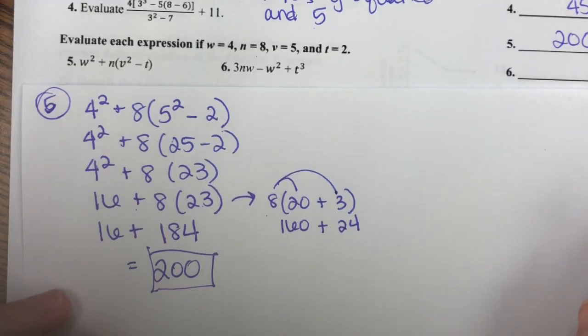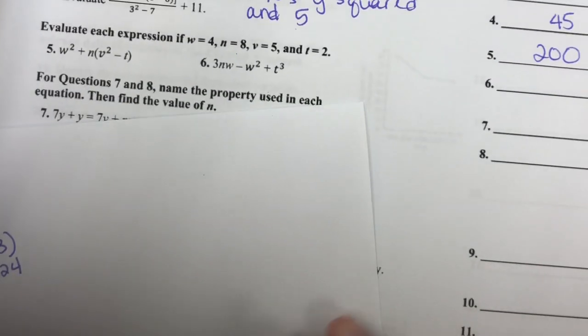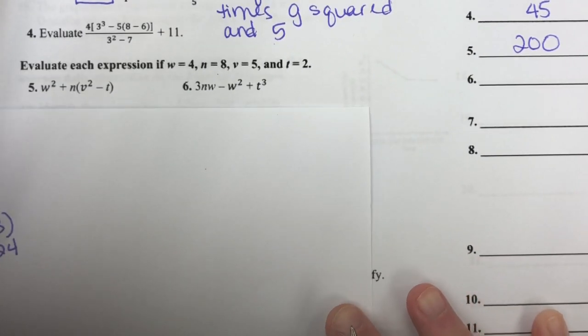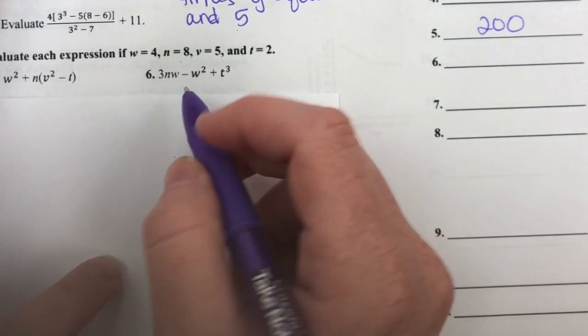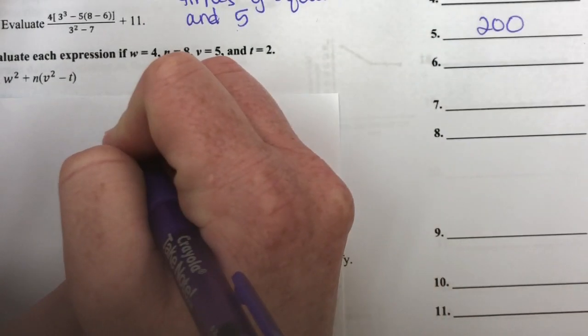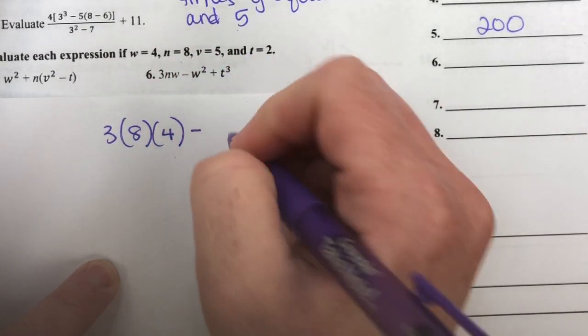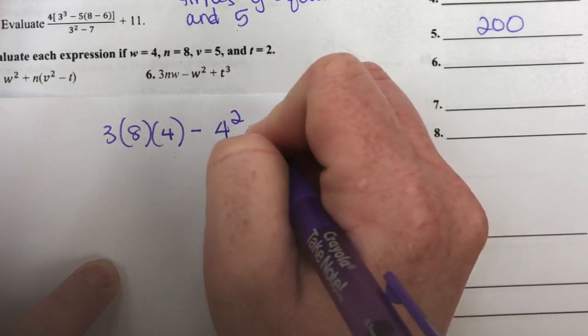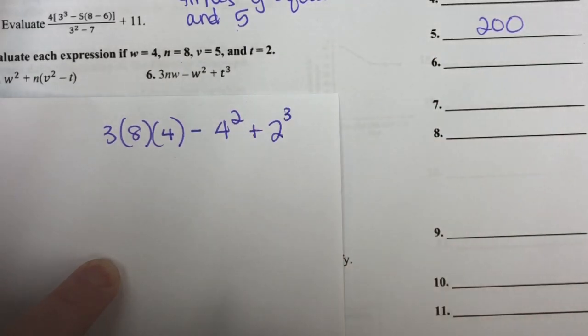And then number 6, we're going to do the exact same thing, just plugging in, because it is a different problem. Oops, sorry. I get to look at my phone to see what you guys can see. All right, so we have 3 times N times W. 3 times N is 8, W is 4, minus W squared, 4 squared, plus T to the 3rd power, so 2 to the 3rd power.